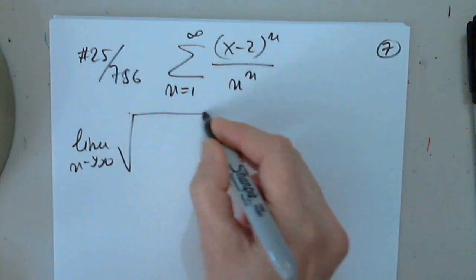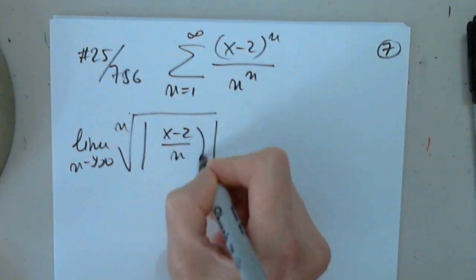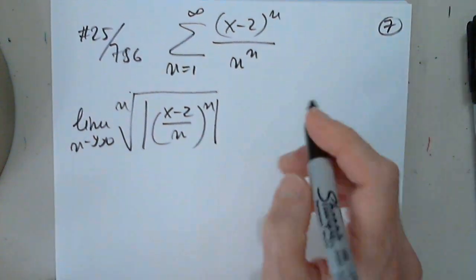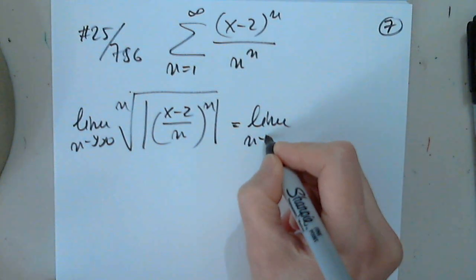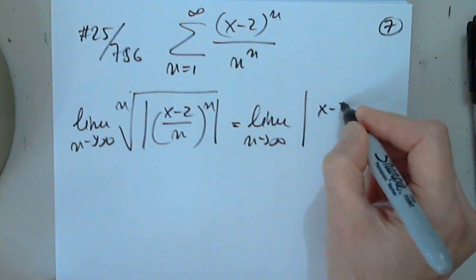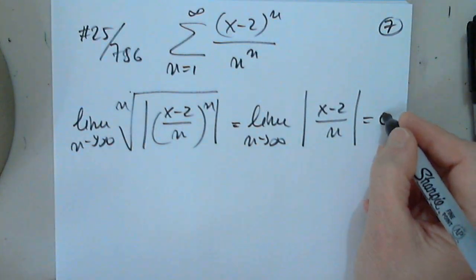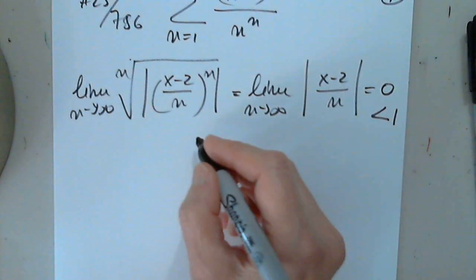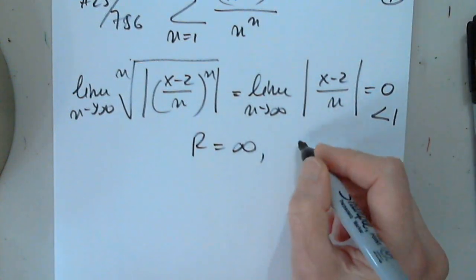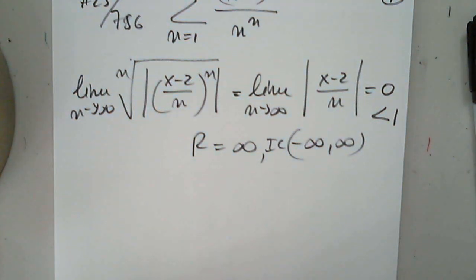So the nth root of the absolute value of x minus 2 over n everything to the nth power, which turns out to be limit as n approaches infinity of x minus 2 over n, which when n approaches infinity, is 0, which is always less than 1. So conclusion is the radius is infinity. And again, the interval of convergence is all real numbers.